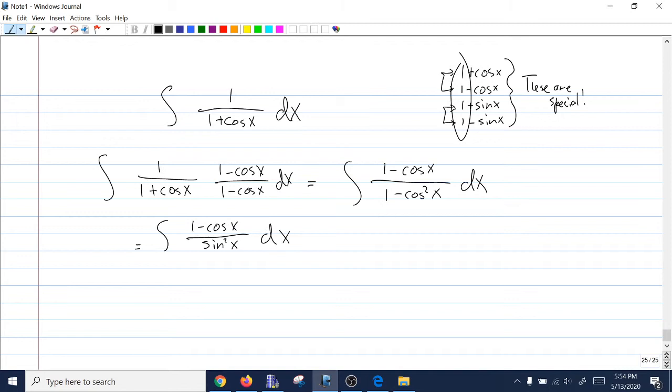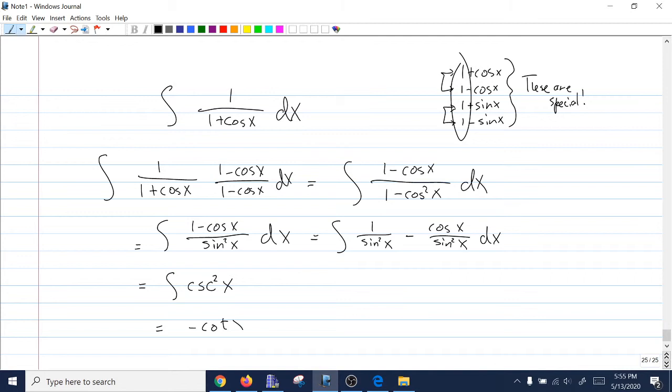Is this doable? How do I do this now? We'll probably split it into separate fractions. 1 over sine squared minus cosine over sine squared. Is that hard? 1 over sine is cosecant. Aha! That is the integral of cosecant squared x. That's almost the derivative of something. Derivative of tangent is secant squared. Derivative of cotangent is negative cosecant squared. So this is going to be negative cotangent.